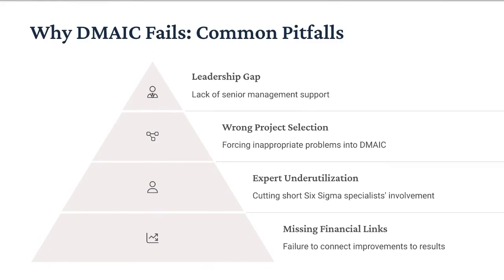When wrong projects are selected, you will also force inappropriate problems into the DMAIC process. Never underutilize expert support by cutting short the involvement of Six Sigma specialists. You also have to avoid not connecting the improvements to the results, as you might end up missing financial links.